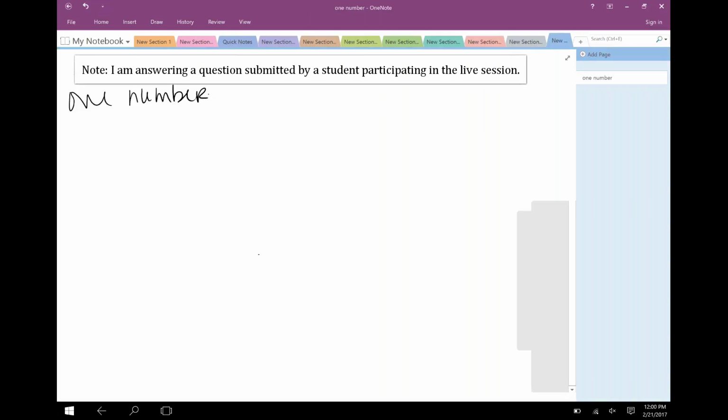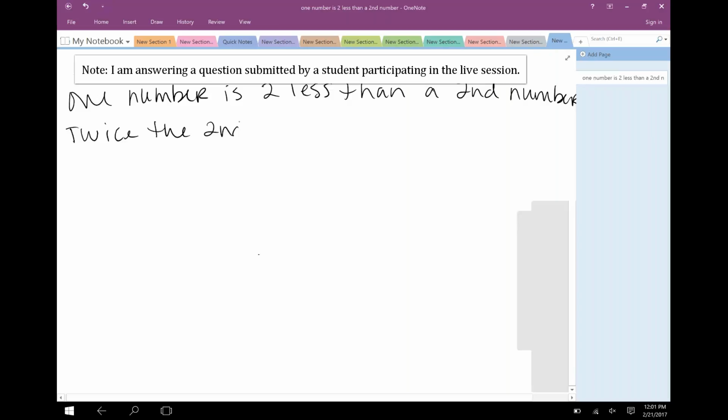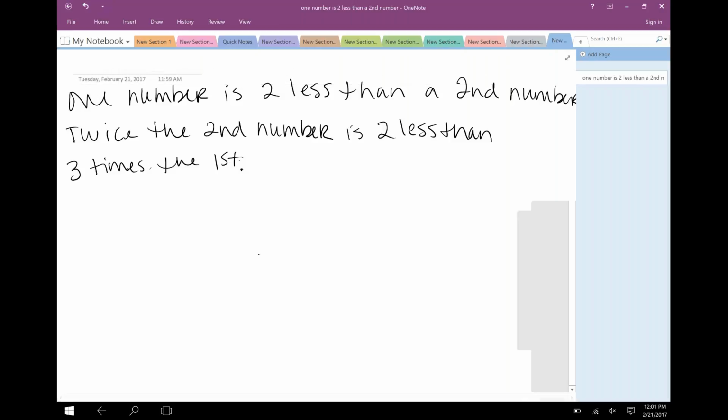So one number is 2 less than a second number. Okay, twice the second number is 2 less than 3 times the first. Write 2 equations to represent the system using x for one number and y for a second number. Sorry, my handwriting is so messy. I'm just trying to write it out so I can answer it.